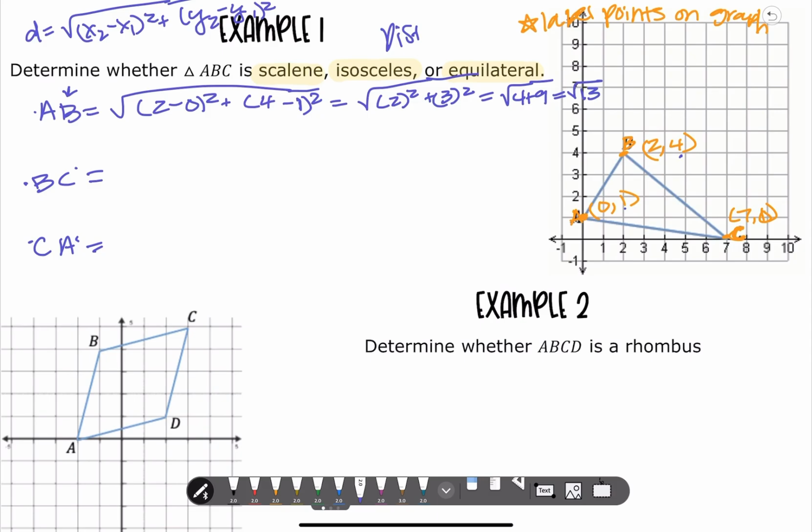All right, so now we've got BC. We're going to do x2 minus x1 squared plus y2 minus y1 squared. Now remember, you can do it that your B is your x2, y2, and your C is your x1, y1. As long as you keep those numbers together, it doesn't matter which order you use.